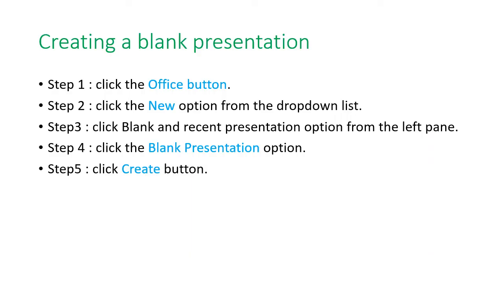Now we see how to create a blank presentation. The following are the steps to create a blank presentation. Step 1: first of all, you have to click on Office button. Step 2: click the new option from the drop down list. After that, click blank and recent presentation option from the left pane.